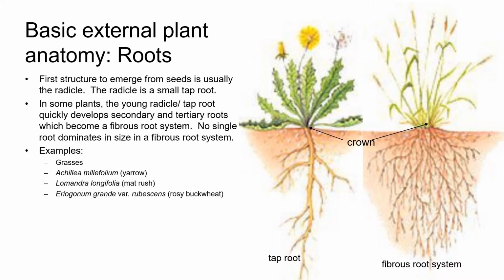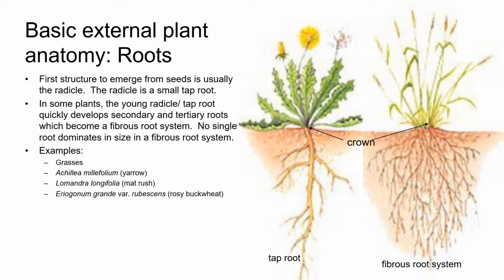In the module on propagation from seed, we learned that the first structure to emerge from seeds is usually the radicle. The radicle is a small taproot. In some plants, this young taproot quickly develops secondary and tertiary roots, which then develop into a fibrous root system. In a fibrous root system, there are many roots of varying sizes, but no single root dominates in size, as you can see in the diagram on the far right.